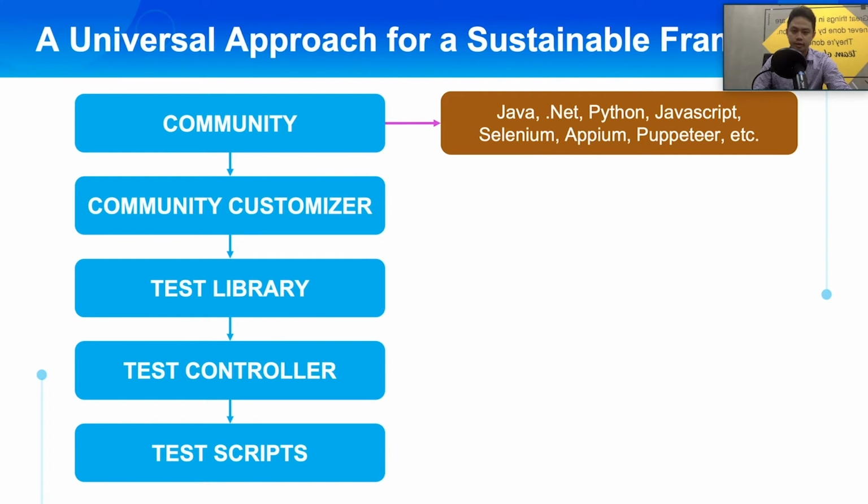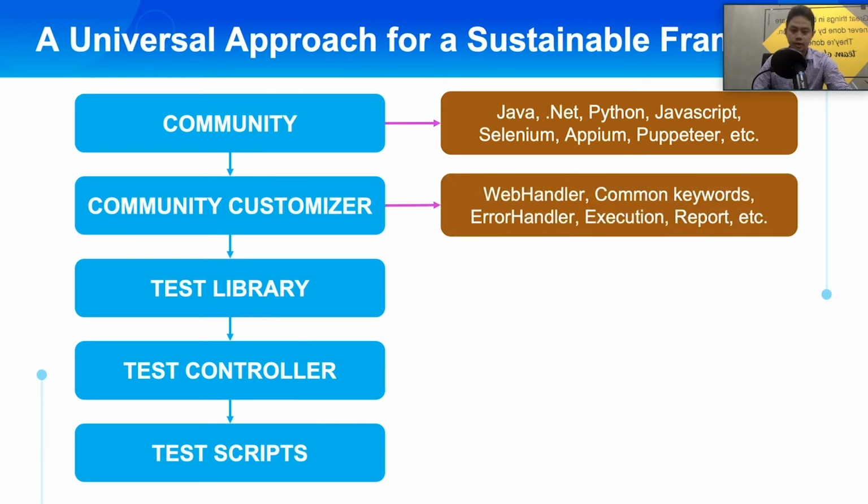For the community layer, this is the time that you need to pick the strong open source community that you can rely on later. It can be the community of a programming language such as Java, .NET, Python, or JavaScript, or the community of the core execution engine like Selenium, Appium, and Puppeteer.